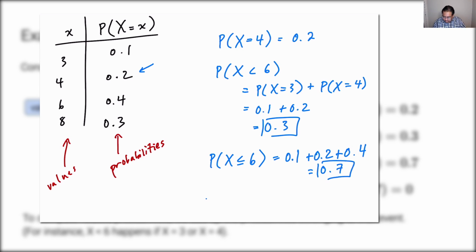As a last example, the probability that x is equal to 7 from this table is 0, because all of the probability is split up amongst the values 3, 4, 6, and 8. You can see that 0.1 plus 0.2 plus 0.4 plus 0.3 add up to 1. So the probability that x is equal to 7 is 0.